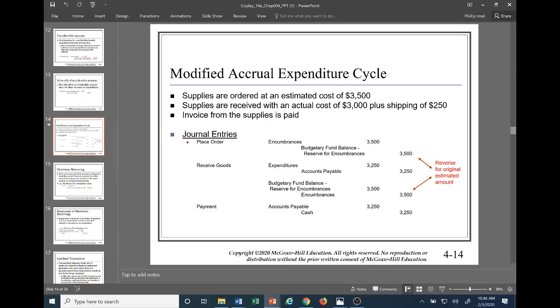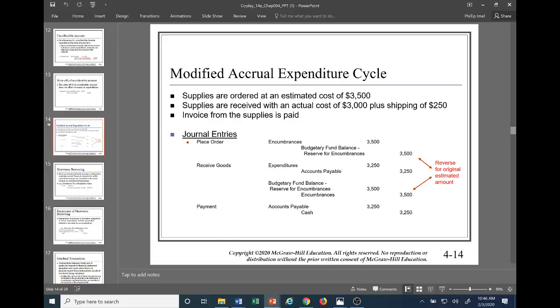So when we place the order, what do we have to do? We encumber it. So it's a debit to encumbrances of $3,500, and then the credit to the budgetary fund balance reserved for encumbrances, $3,500. Then the supplies are going to be received with an actual cost of $3,000 plus shipping of $250.